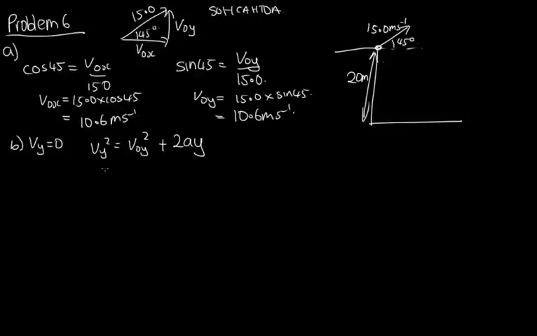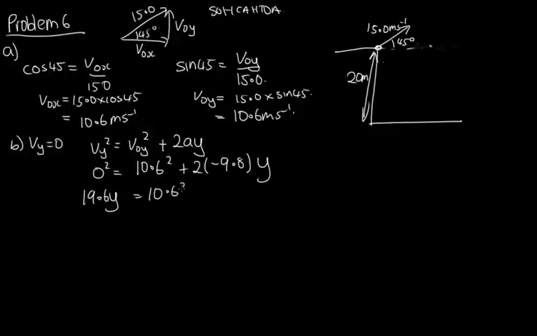And we know that this Vy squared is 0 squared. We've calculated the initial vertical velocity there, so that's 10.6 squared plus 2. Now the acceleration acting on this projectile is minus 9.8. It's just the acceleration due to gravity. And then this y is not the height above sea level, but the height above this launch height. And so solving this, we've got 19.6y, moving the second term over to the left-hand side, equal to 10.6 squared. And so y is equal to 5.74 meters.